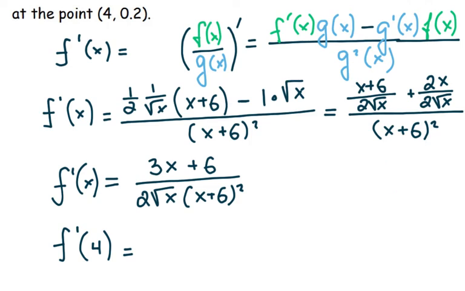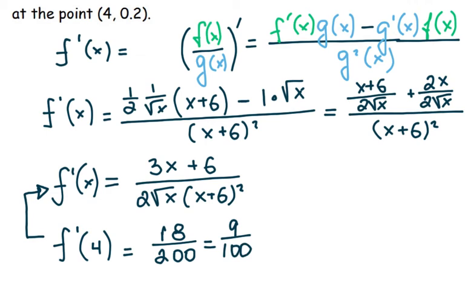So if I plug in my numbers into my derivative expression, I will get 18 over 200, or 9 over 100. So that is the slope of the tangent line to the function at x equals 4. And then I have to find the equation of this tangent line.